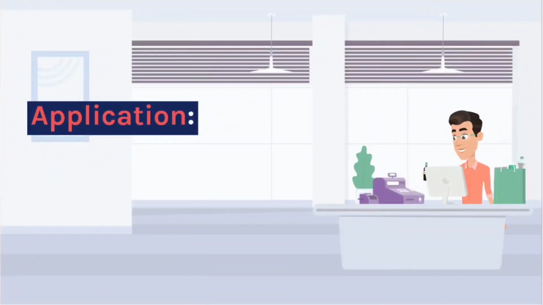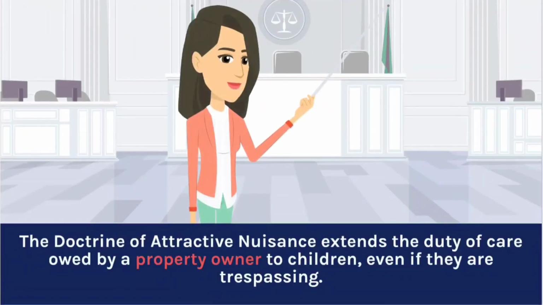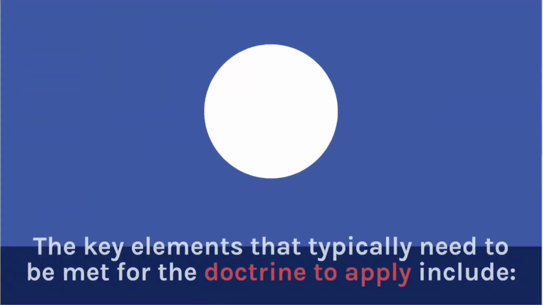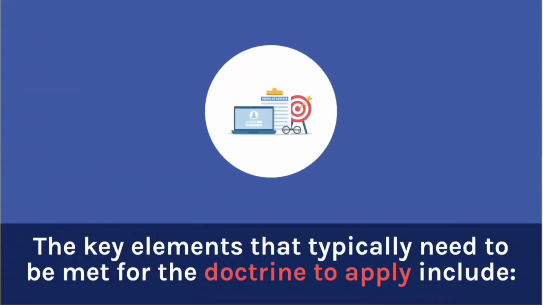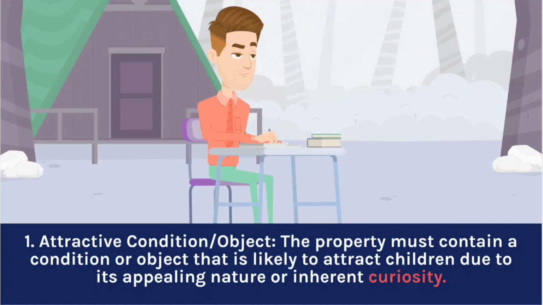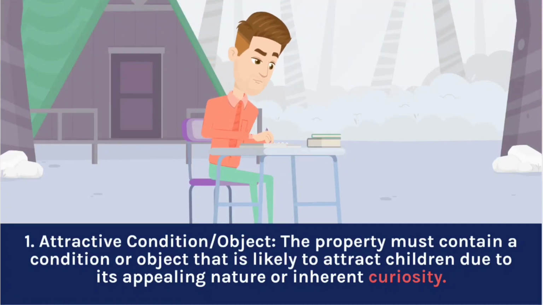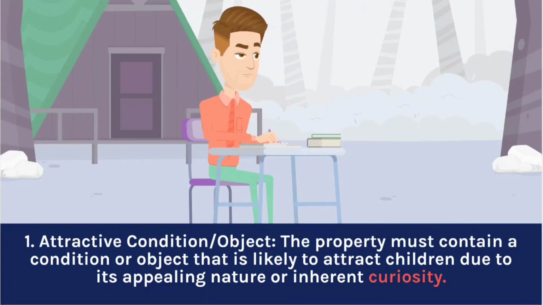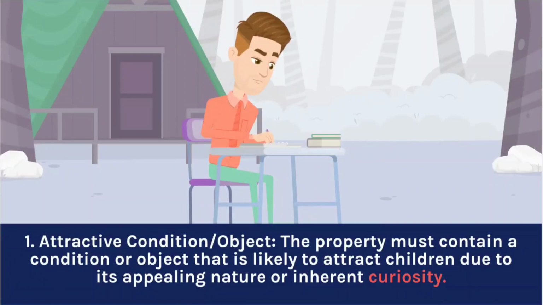Application. The doctrine of attractive nuisance extends the duty of care owed by a property owner to children, even if they are trespassing. The key elements that typically need to be met for the doctrine to apply include: 1. Attractive condition/object. The property must contain a condition or object that is likely to attract children due to its appealing nature or inherent curiosity.